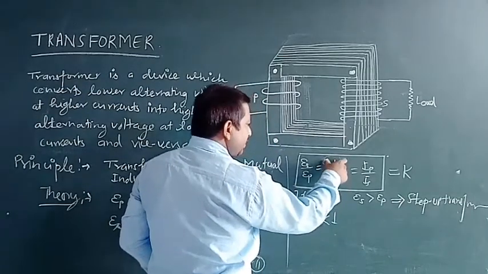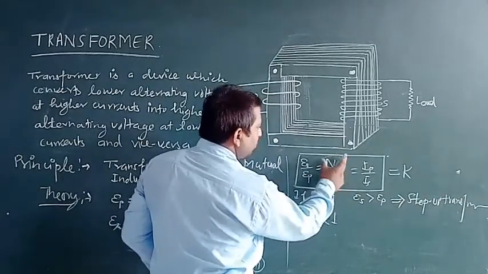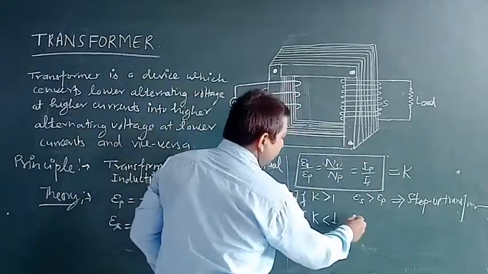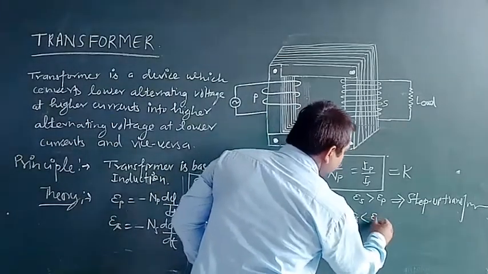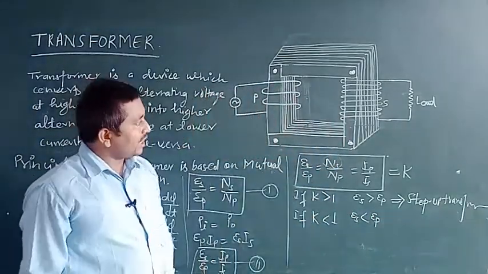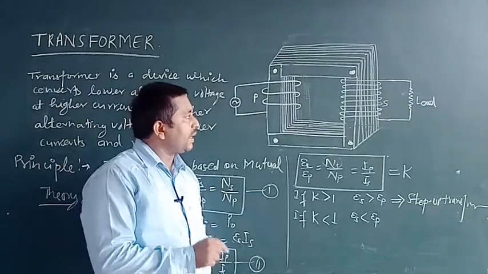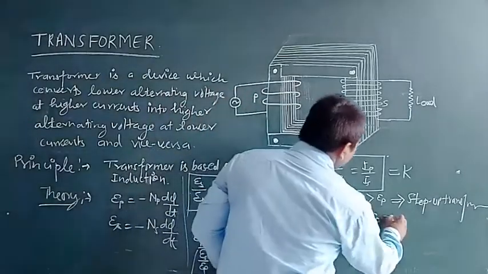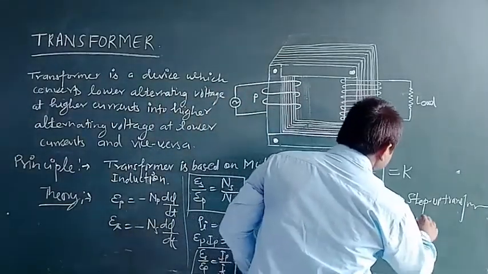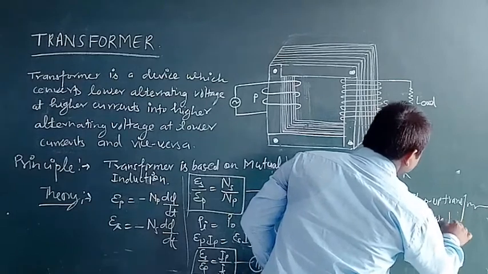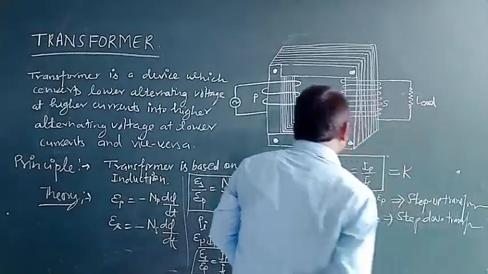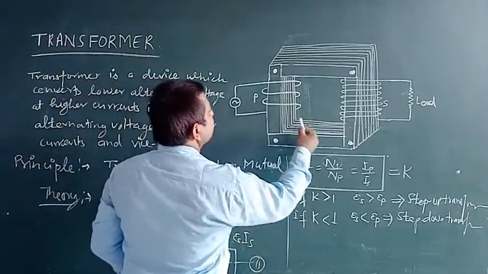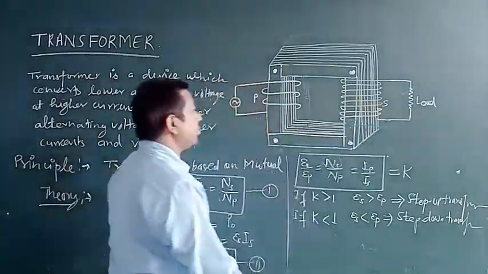So it means a smaller value divided by a larger value. It means the value of K is less than 1. So from here we can also write it as ES is less than EP. It means the voltage across the secondary coil is smaller than the voltage applied across the primary coil. Such a type of transformer is known as the step down transformer. In a step down transformer, the number of turns in the primary coil is larger than the number of turns in the secondary coil.